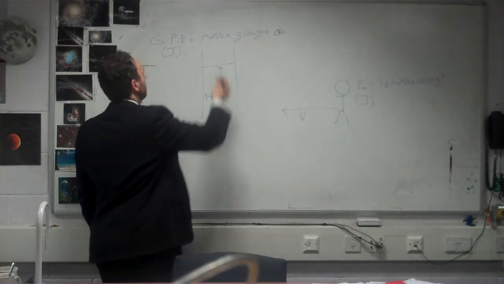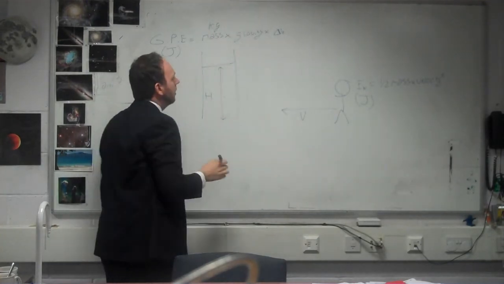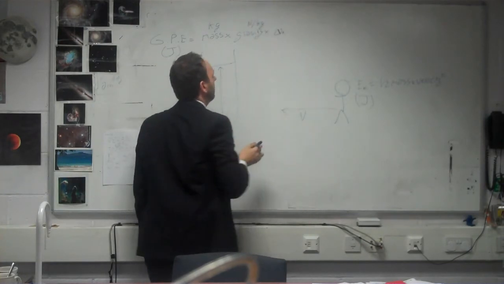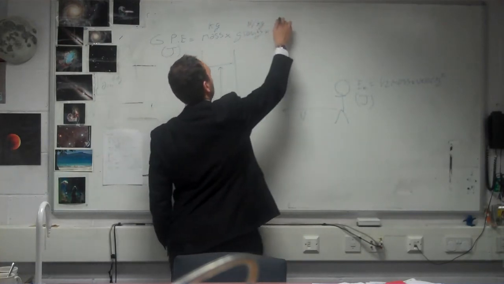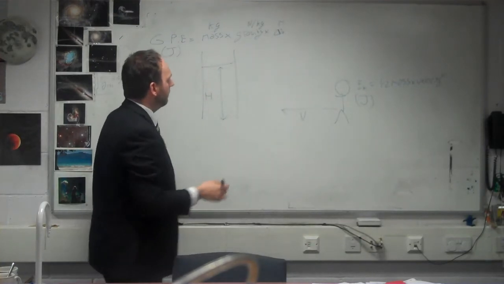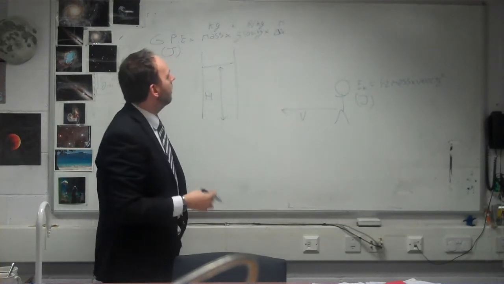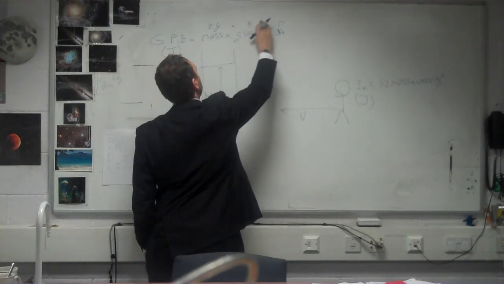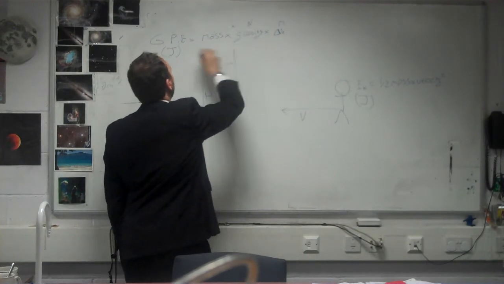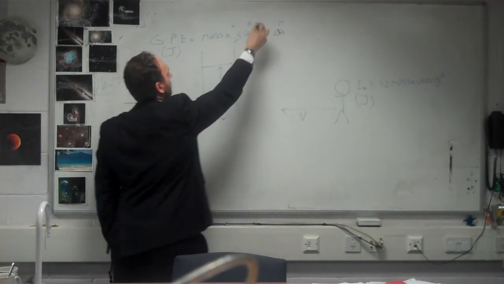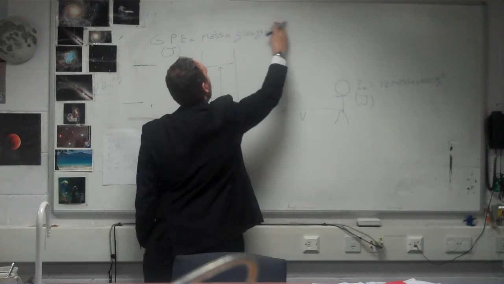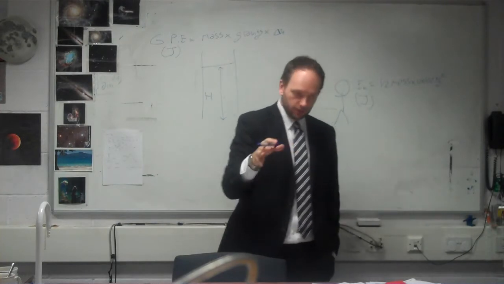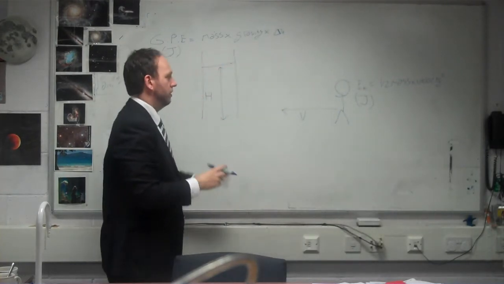What's the unit for mass? Kilograms. What's the unit for gravity? Newtons per kilogram. What's the unit for height? Metres. So we've got kilograms times newtons per kilogram times metres. How can we simplify that? Get rid of the kilograms. So we're left with GPE being joules equal to newton metres. We know that works. Homogeneity of units, it's a cornerstone of physics. The units have got to be equal to each other.